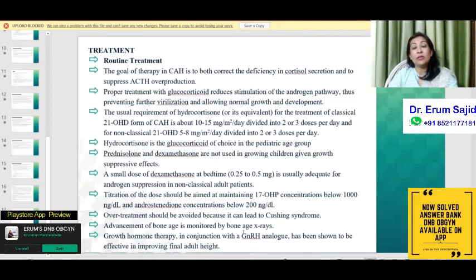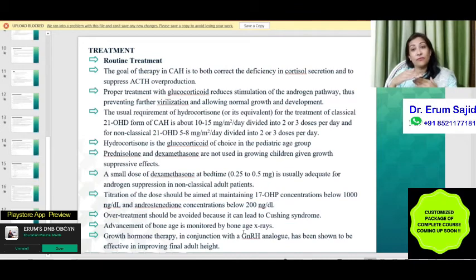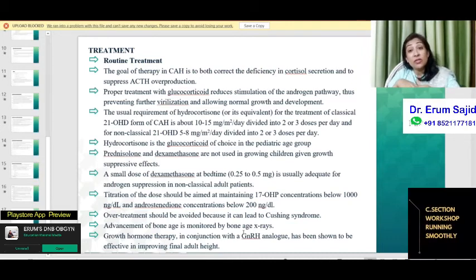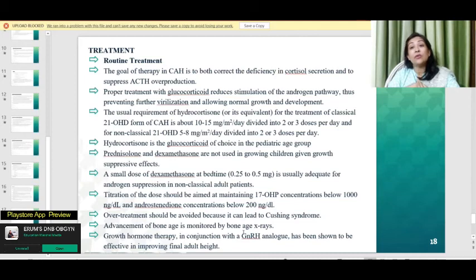But the only thing I know is that hydrocortisone is the glucocorticoid of choice, and the dose in non-classical is half of what should be given in the classical form. So this you can say. And as far as growth hormone is concerned, yes, growth hormone is required to finally increase the height of the child, and that might be required more in the classical form than the non-classical form, because in that case the height is more stunted and the effects are more severe.